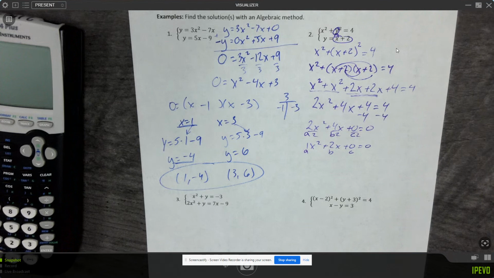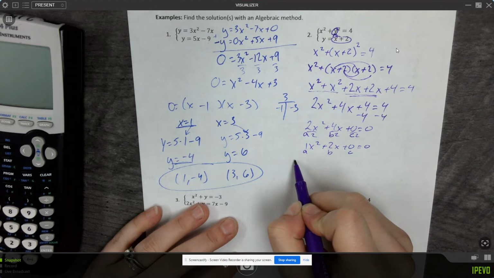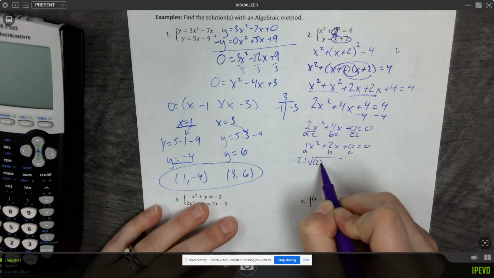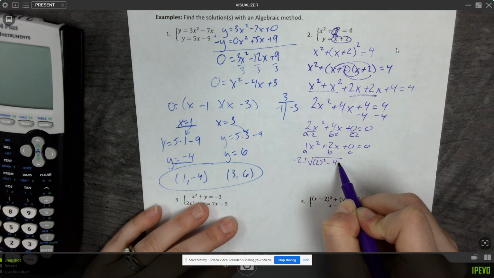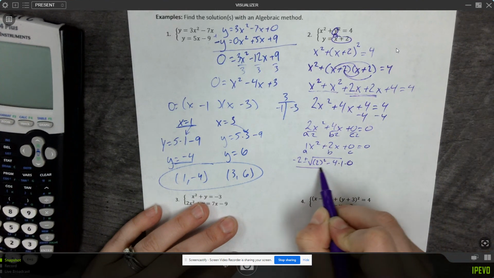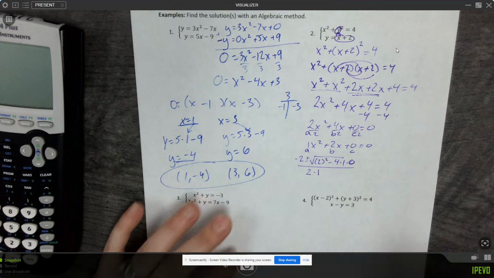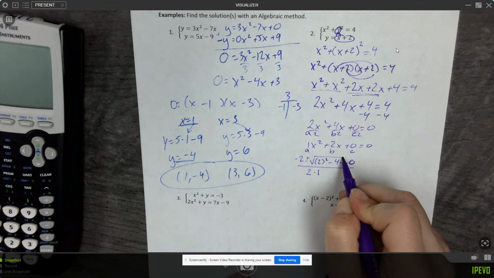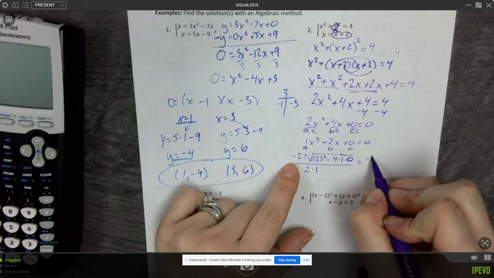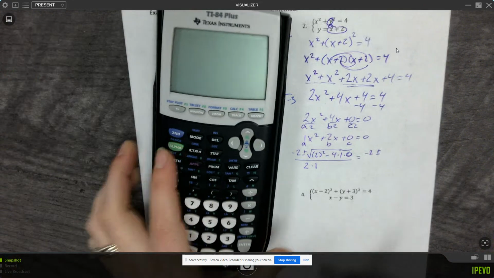And you can do the quadratic formula, which is negative b, so negative 2, plus or minus the square root of b squared, so 2 squared, minus 4 times a times c, so 4 times 1 times 0, all divided by 2 times a, which is 2 times 1. And you're going to start simplifying. I will definitely tell you that factoring is going to take fewer steps, less space. Okay, so just FYI.